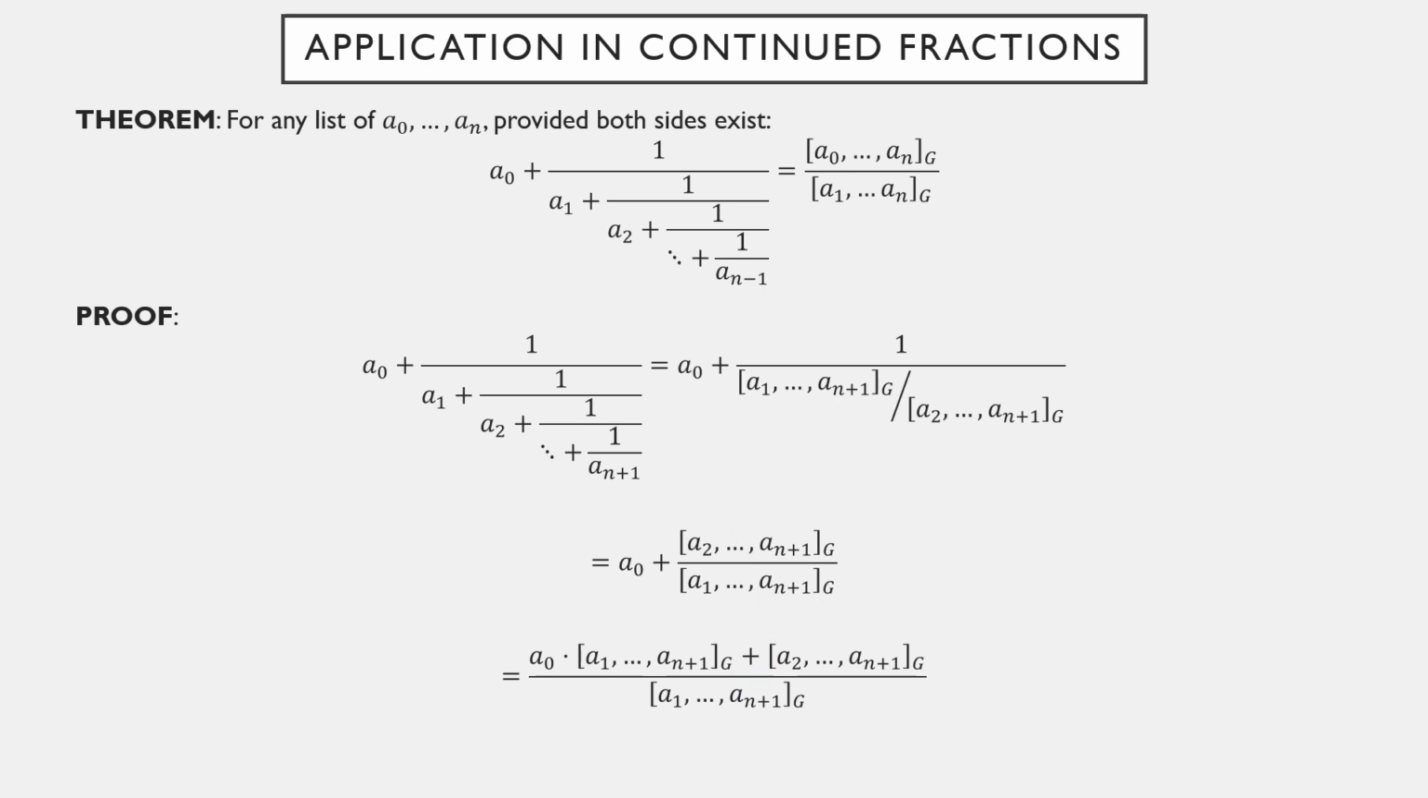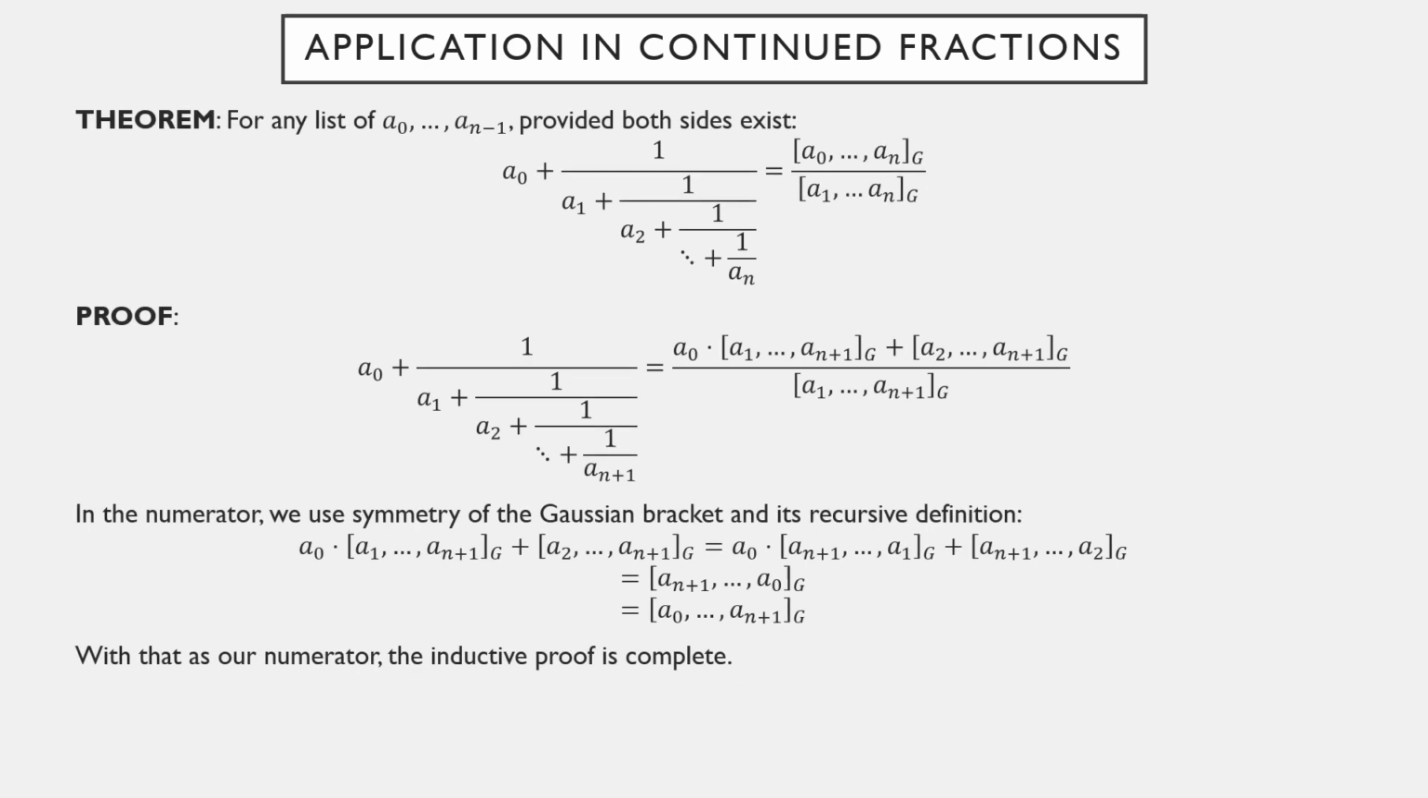Okay, now we just have to do a little algebra. So in the numerator, we're going to use symmetry of the Gaussian bracket and the recursive definition. So here we have a naught times the Gaussian bracket a1 through an plus 1 plus the Gaussian bracket a2 through an plus 1. The first thing we're going to do is use our symmetry to say these Gaussian brackets can be exactly reversed. But now what do we have? We have a naught times a Gaussian bracket an plus 1 through a1, and then a Gaussian bracket an plus 1 through a2. That's exactly the recursive definition of the Gaussian bracket an plus 1 through a naught.